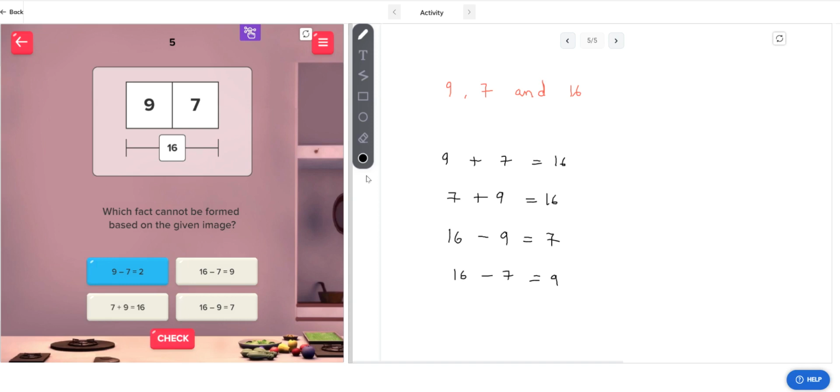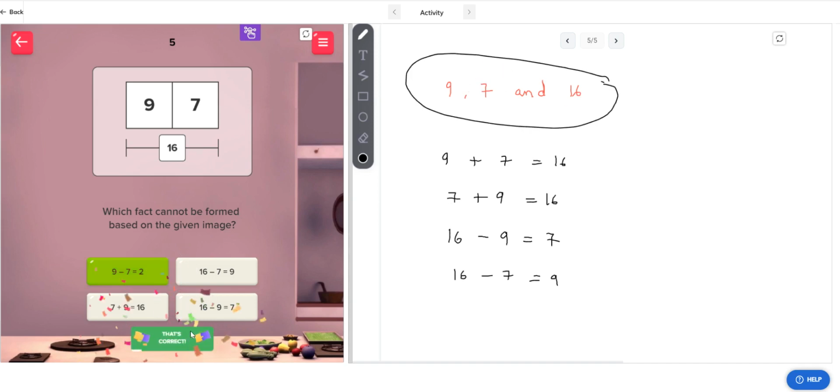The first one, right? There is no 9 minus 7 equals 2 because 2, first off, is not a member of my fact family, correct? So that is definitely not going to be a fact from this family, correct?